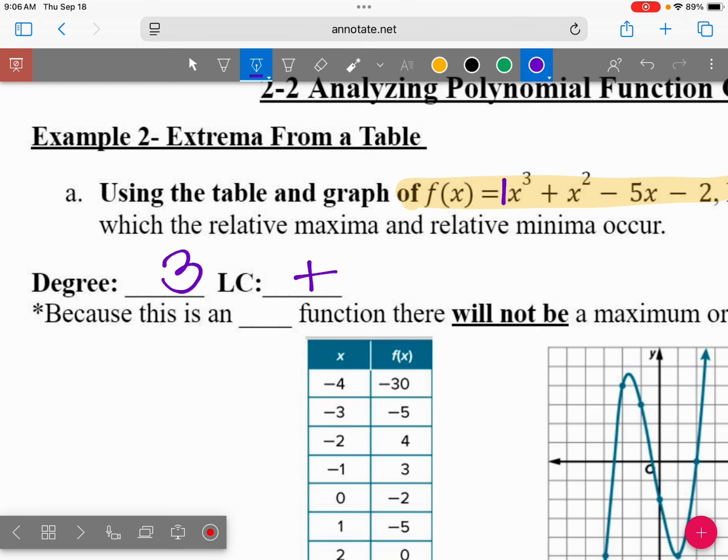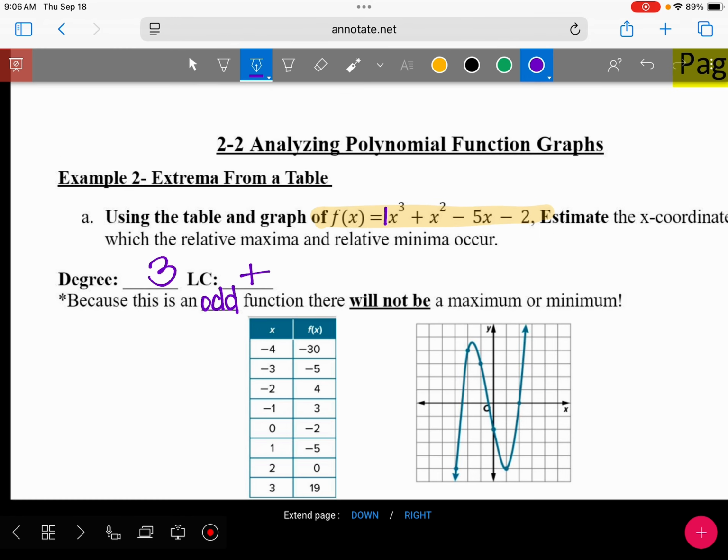This is page 9. Because it's a third degree and 3 is an odd number, odd functions don't have a high or low. We don't have an absolute max or absolute min, because one arrow is going up forever and the other arrow is going down forever.